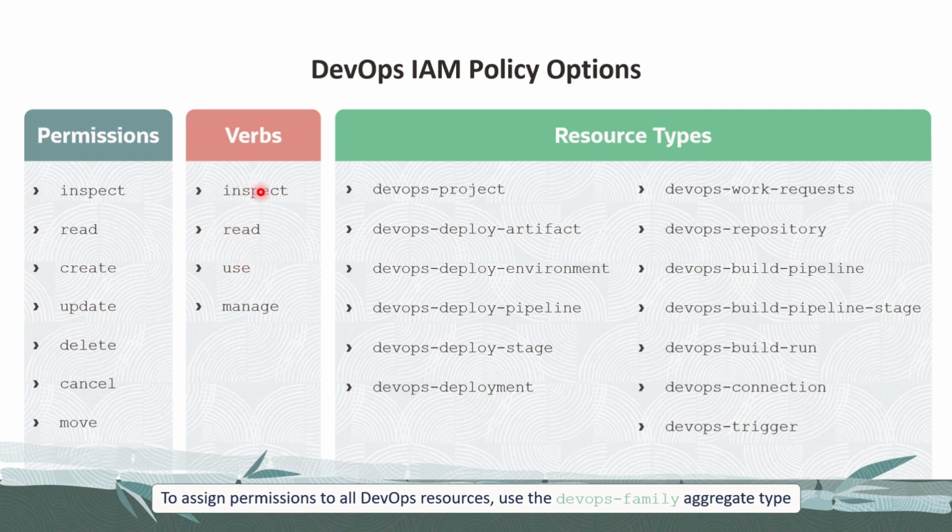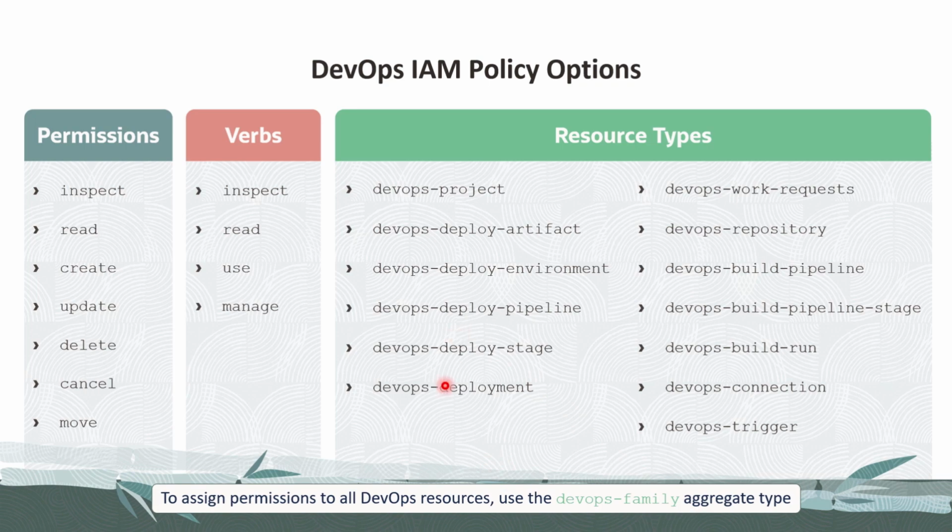So as you go from inspect to read, use, and manage, the level of access generally increases and the permissions granted are cumulative. Resource type here specifies which resources under the DevOps project can be controlled. Make a note that to assign the permission to all the DevOps resources, use the DevOps-family aggregate type.